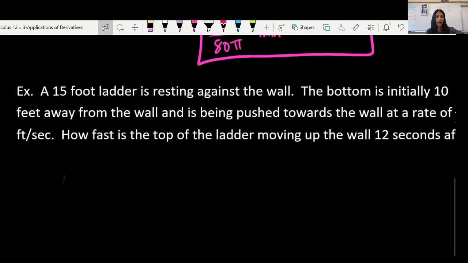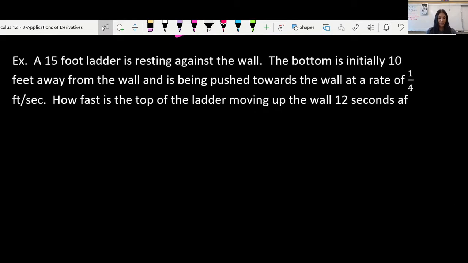Okay, so let's try one more. We have a 15-foot ladder that is resting against the wall. The bottom is initially 10 feet away from the wall and is being pushed towards the wall at a rate of 1/4 feet per second. How fast is the top of the ladder moving up the wall? Oh, I guess this is cut off. 12 seconds after we start pushing. After the start, I'm going to say. There we go. That works.